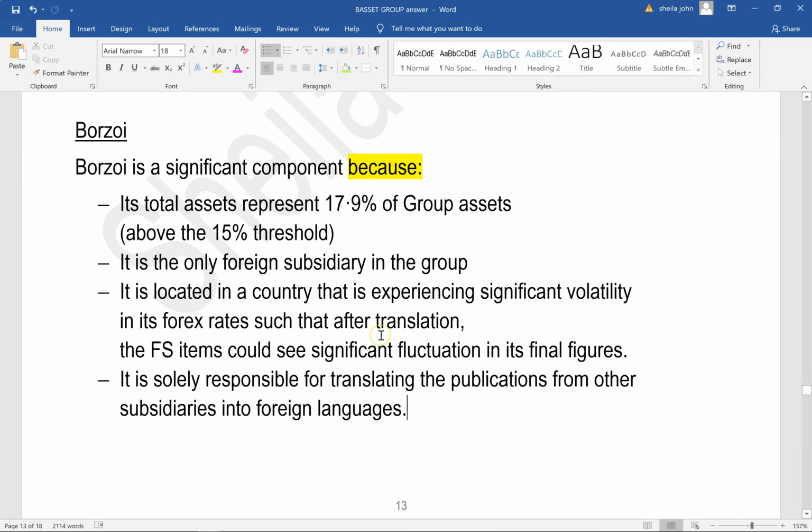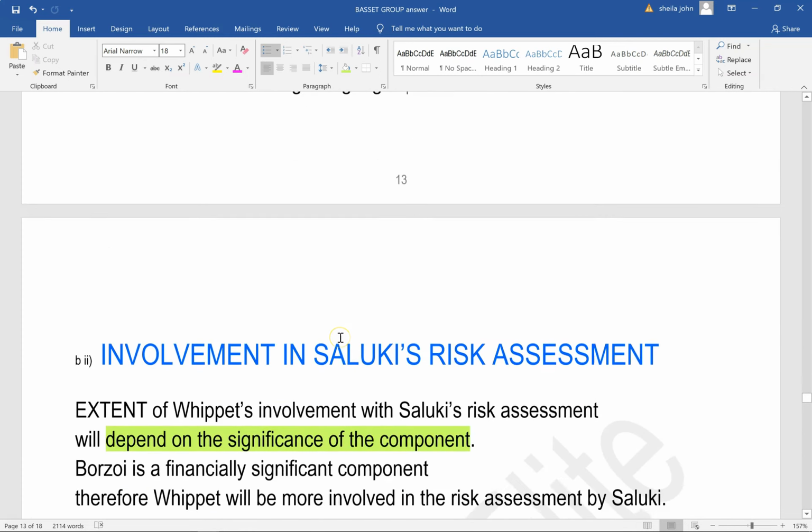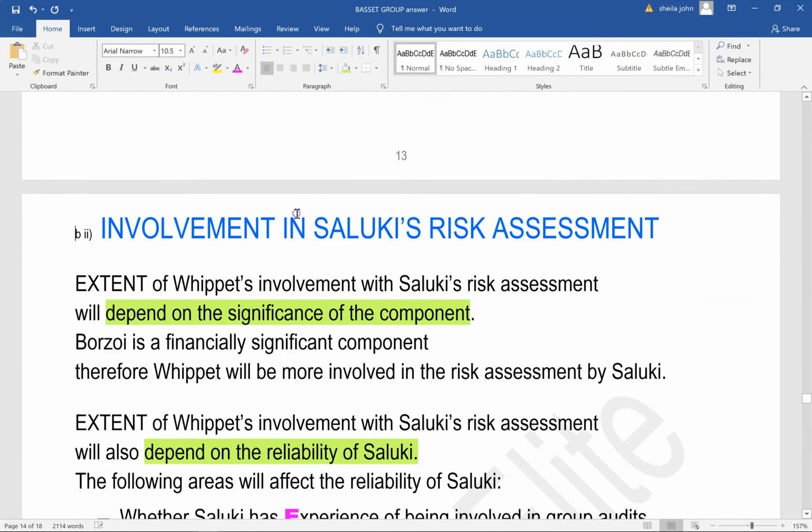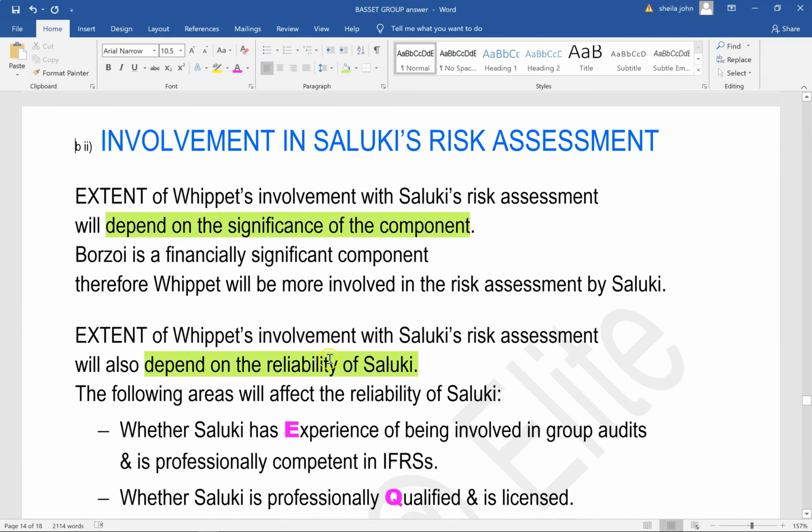Now the next part of the question asks you about the extent and nature of the involvement of the group auditor in the risk assessment of Saluki, which is the component auditor. So here, let's have a look at this. Looking at the extent. So firstly, the extent of the involvement will depend on the significance of the component. And we're saying here that Borzoi is significant and therefore Whippet will be more involved, definitely, in the risk assessment.